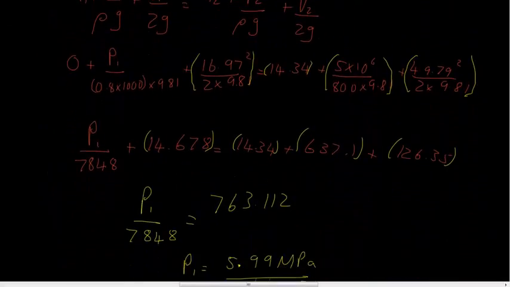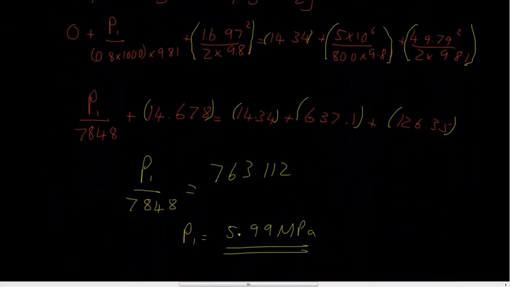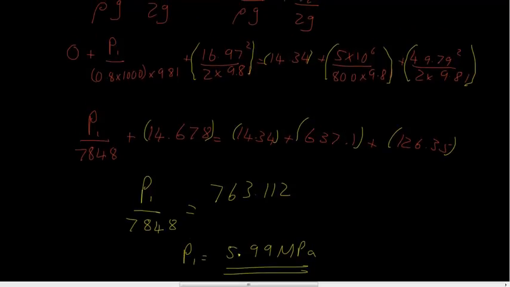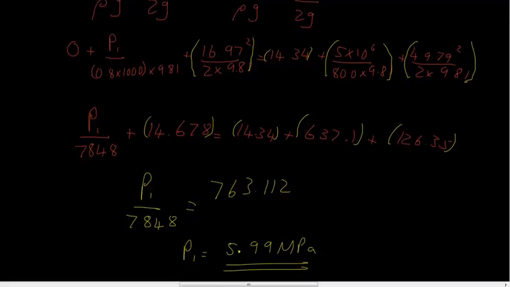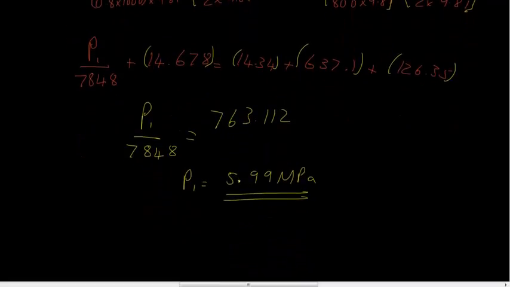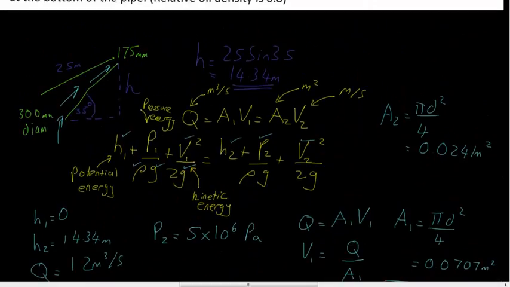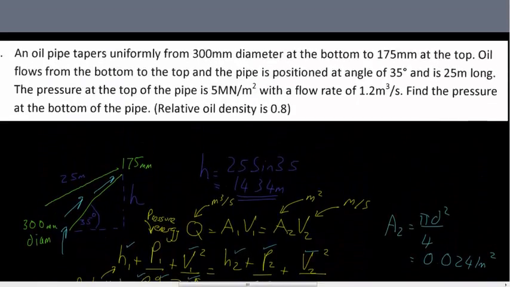This tutorial here assumes there is no pipe friction. This is an ideal scenario where there's no pipe friction. However, in reality, that wouldn't happen.